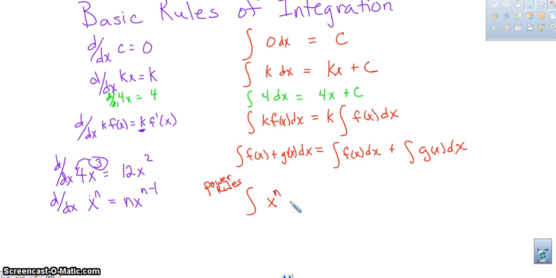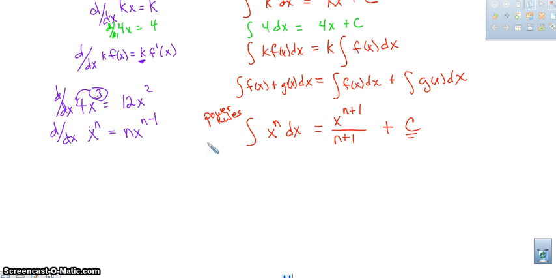If I have x to the n dx, the power rule says, opposite of what we did over here, where we multiplied and subtracted, we have to add. So you get x to the n plus 1, and instead of multiplying, you divide by this n plus 1 power, plus some c constant. There's always that c constant for now. So this rule, the power rule, is one we use a lot. I'm just going to show you a couple quick examples.